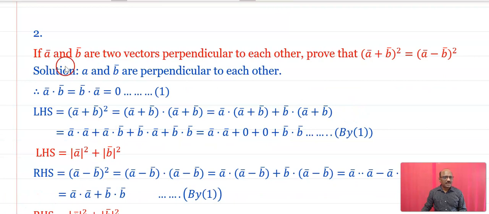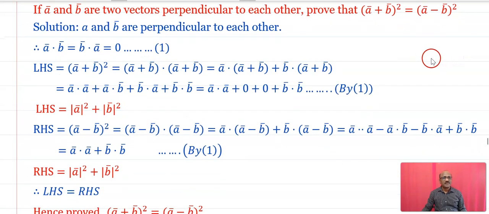If a bar and b bar are two vectors perpendicular to each other, then prove that (a bar plus b bar) whole square is equal to (a bar minus b bar) whole square. Now a bar and b bar are perpendicular to each other. It means that their dot product is 0. That is a bar dot b bar is equal to b bar dot a bar, that equals 0. This is the first expression.